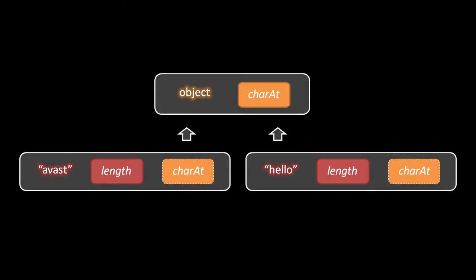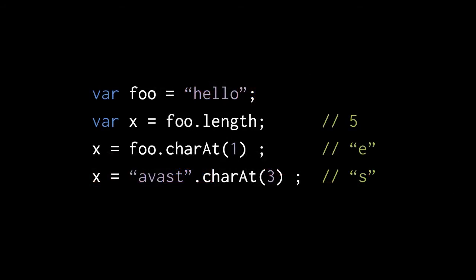Strings do, however, all have a link to another object, a special object which contains methods useful for strings. One such method is charAt, which returns the character of the string at a specified index. When I invoke foo.charAt(1), the method returns a string of one character, the character at index 1 of the string hello, which is the second character, e. Again, the indexes here start from 0, such that 0 is the first character in the string. In the last line, when I invoke charAt on the string avast with an argument 3, the method returns the character s, the fourth character of the string avast.